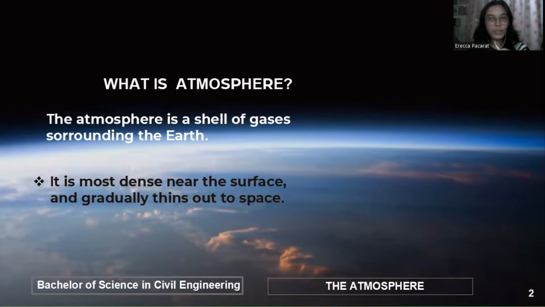The atmosphere is composed of 78% nitrogen, 21% oxygen, and 1% other gases like carbon dioxide, argon, and other gases. These gases are found in different layers of the atmosphere like the troposphere, stratosphere, mesosphere, thermosphere, and the exosphere. That will be discussed by Miss Colling.